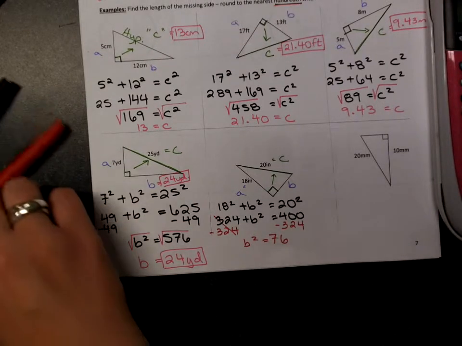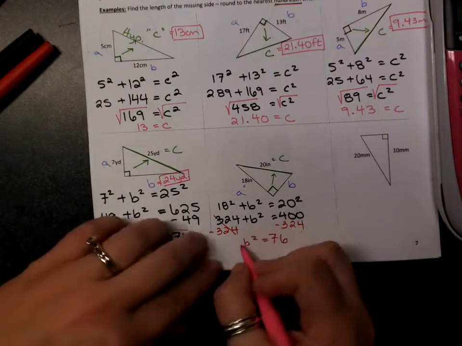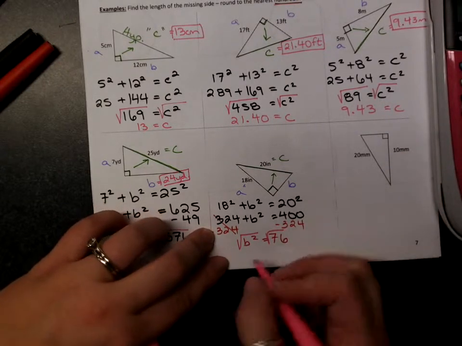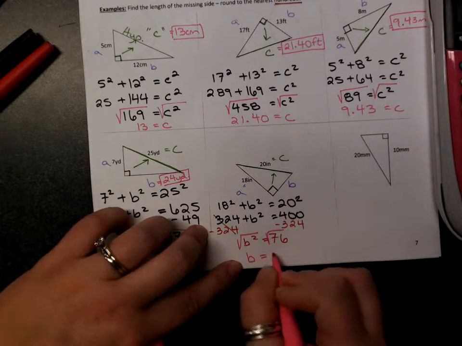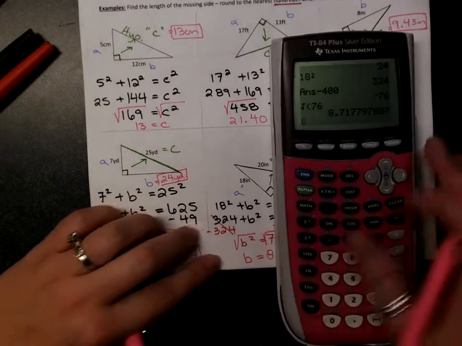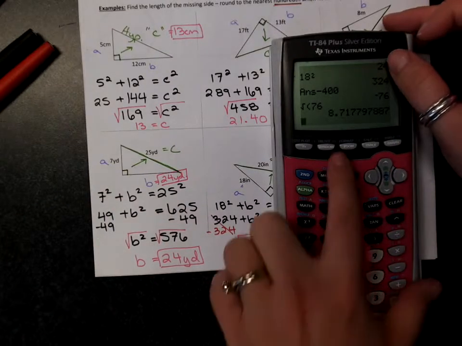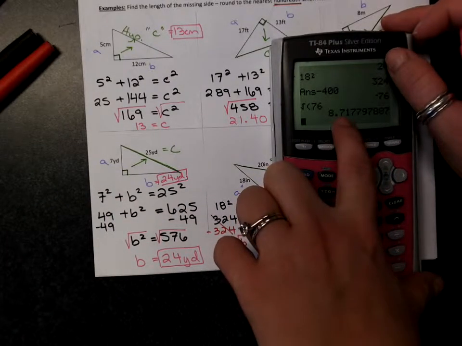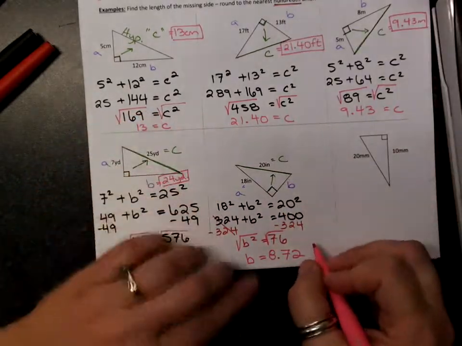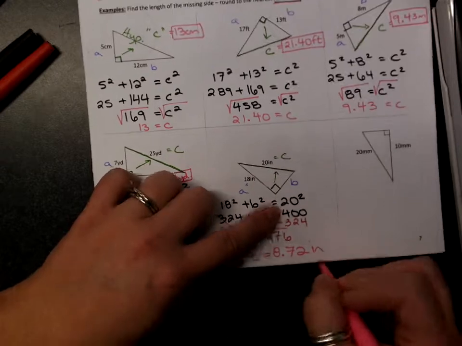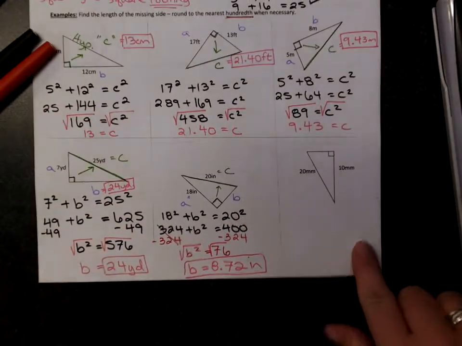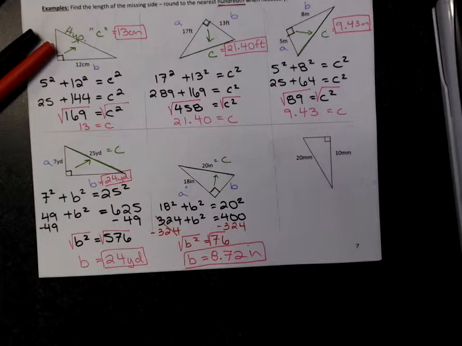And now we do the same thing, square root. The square root of 76 is a decimal, 8.7, that would round to 2. So remember your rounding rules. We have to look at the third place to round to the second place. So 8.72, and it's being measured in inches. So we're finding missing sides. If you feel confident, go ahead and try that last one.